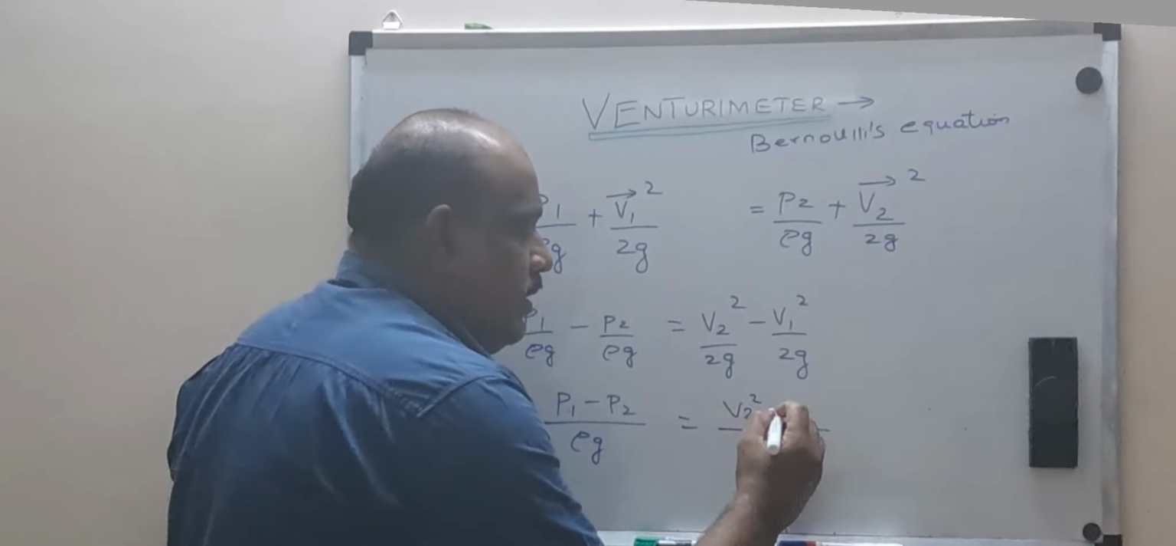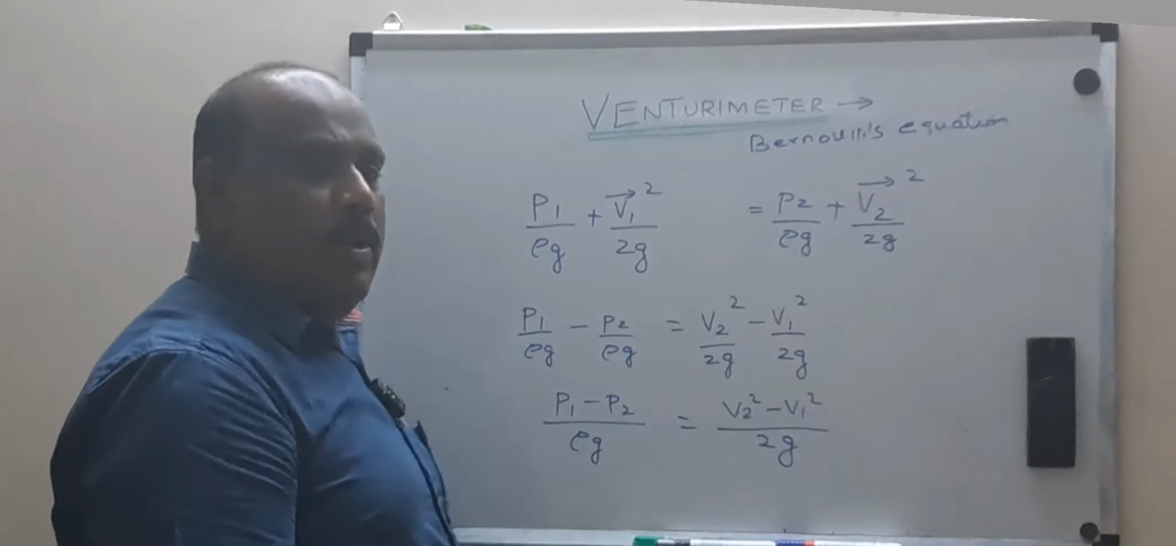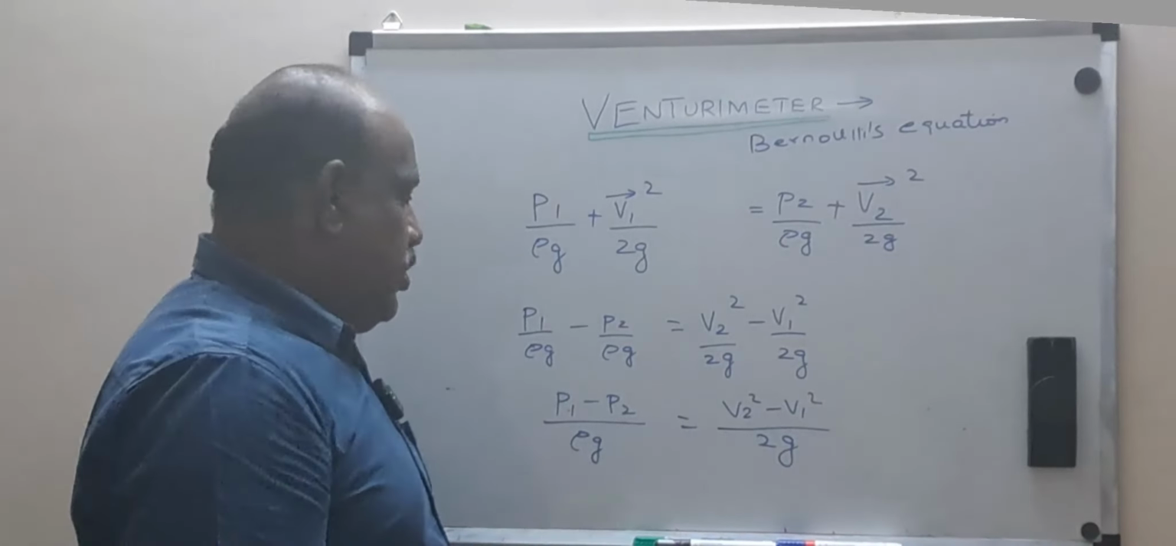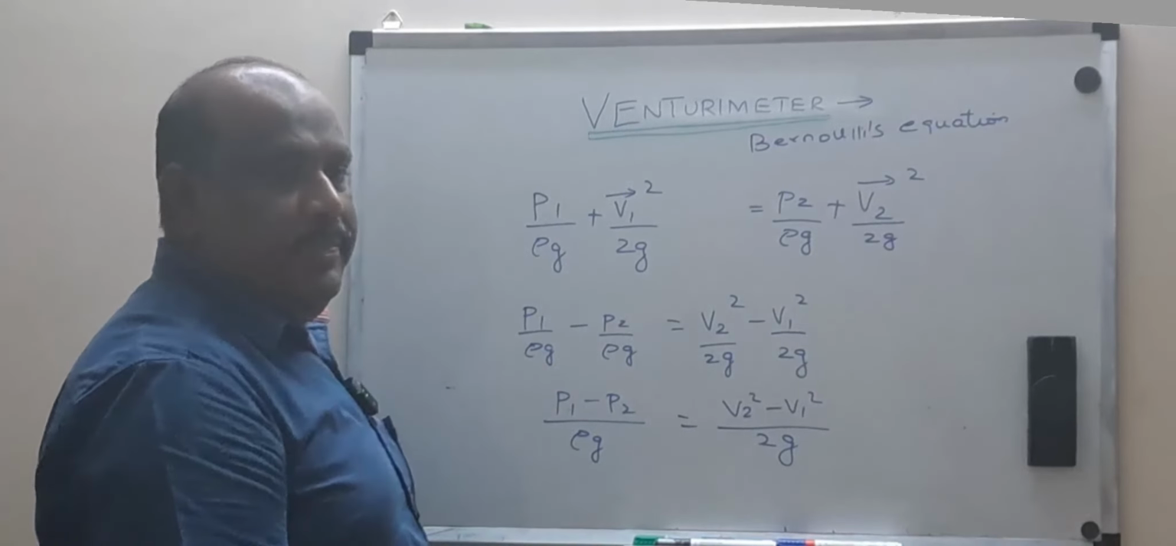Yeah, V2 square minus V1 square by 2g. That's it. Hereafter we are going to do simply mathematical work. If you have any doubt, you ask me. Otherwise, I will just proceed. So can you tell what this one is, Tarni? P1 minus P2 by rho g.